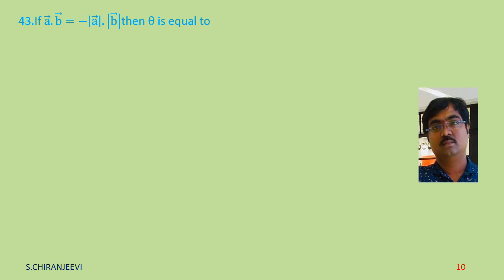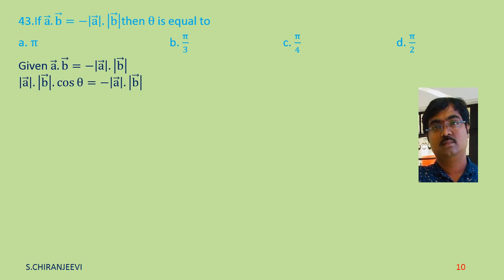Next problem, if A dot B equal to minus magnitude A into magnitude B, then theta is equal to options pi, pi by 3, pi by 4, pi by 2. Given A dot B equal to minus magnitude A into magnitude B. So A dot B is magnitude A, magnitude B into cos theta equal to minus magnitude A into magnitude B. Magnitude A, magnitude B will cancel, so we get cos theta equal to minus 1. So theta will be either pi or 180. So which is option A.